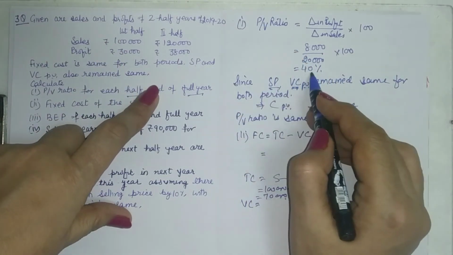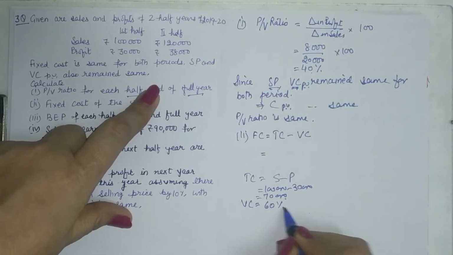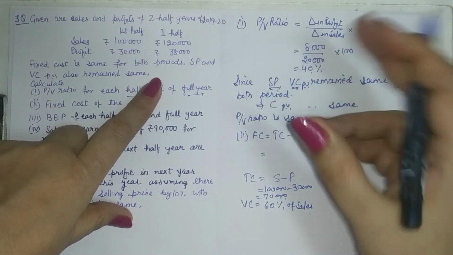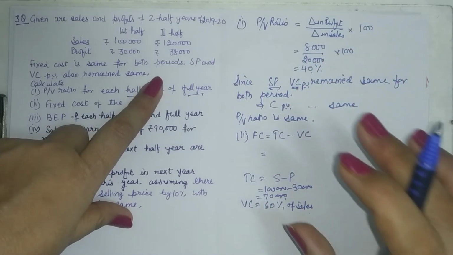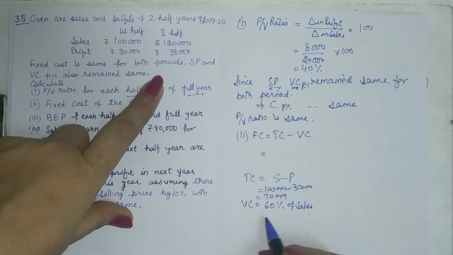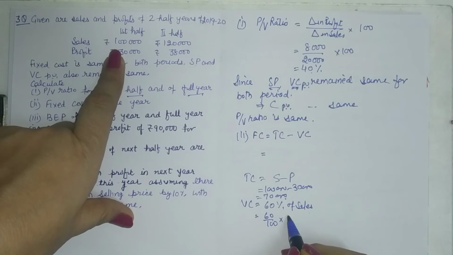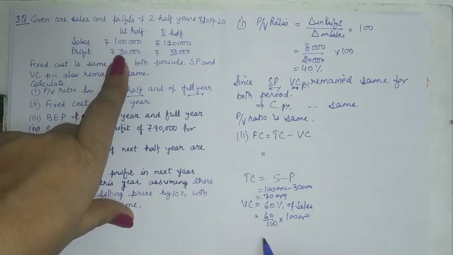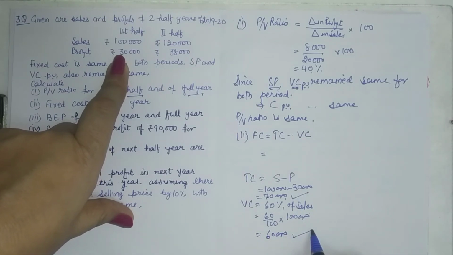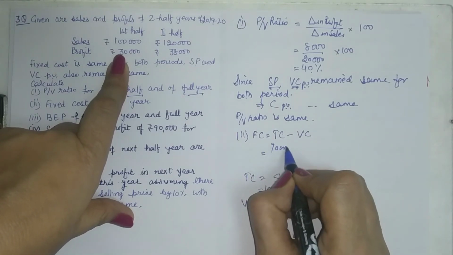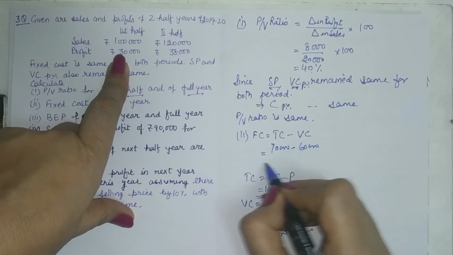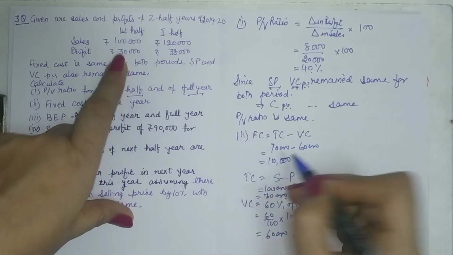Now what is variable cost? Since PV ratio is 40%, so variable cost is going to be 60% of sales. Isn't it? PV ratio and variable cost of sales ratio is complementary. The total is 100%. So variable cost is going to be 60% of sales of say first, because we have worked here for first half year. So this is 60,000. So total cost 70,000, variable cost 60,000. So fixed cost is going to be 10,000.